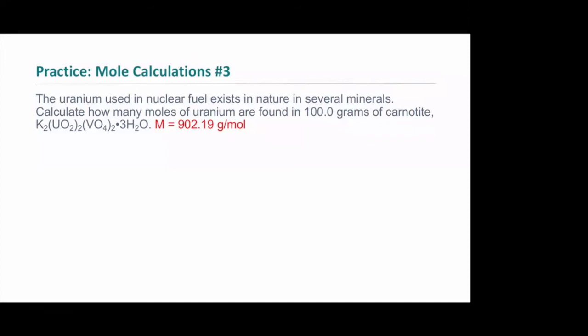This is what we call a hydrate. That dot with the 3 H2Os, that's just water associated with the crystal. You have to add that up like any formula mass. So when you add it up, you'd have to do 2 potassium, 2 uranium, 2 vanadium, and then we've got 8 and 4, 12 oxygen there, and another 3 oxygen there, and 6 hydrogen. You have to add all this up. It's good practice. You should do it at home. And you get 902.19 grams per mole.